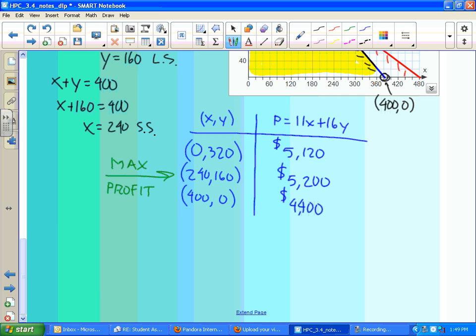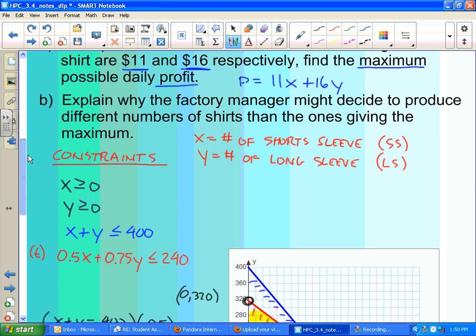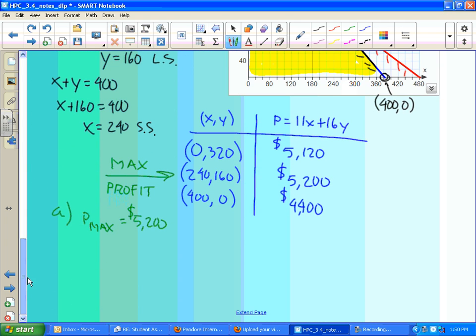And then I would be able to state for answer, my max profit is going to be found at $5,200 when I sell 240 short sleeves and 160 long sleeve shirts.